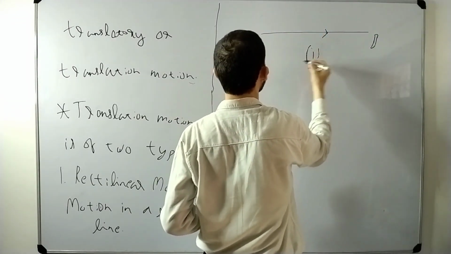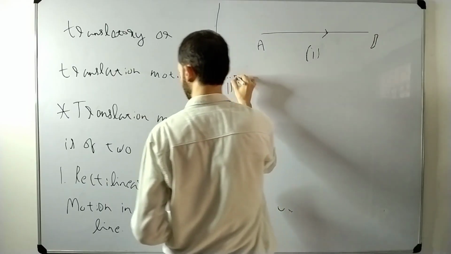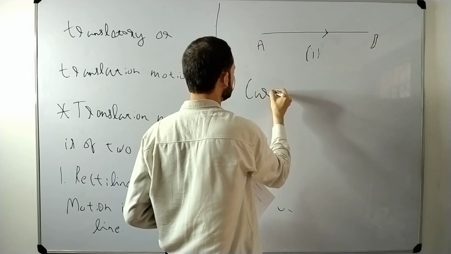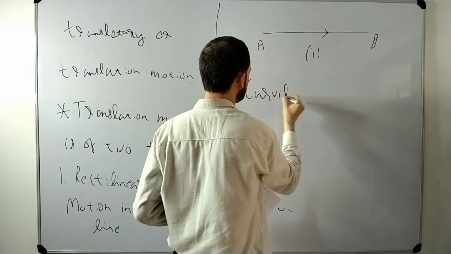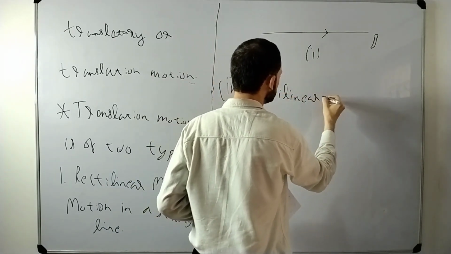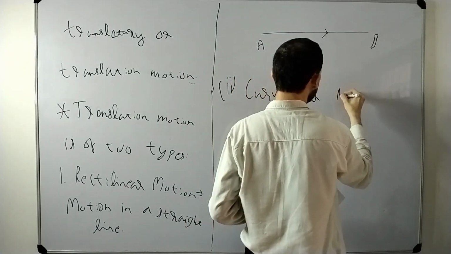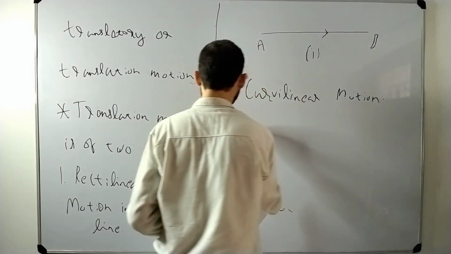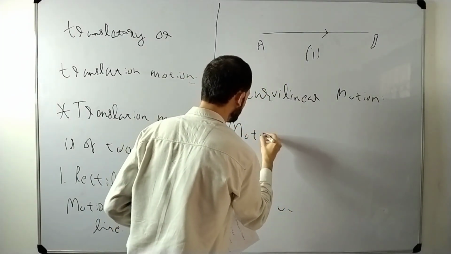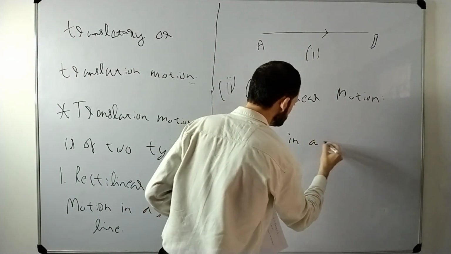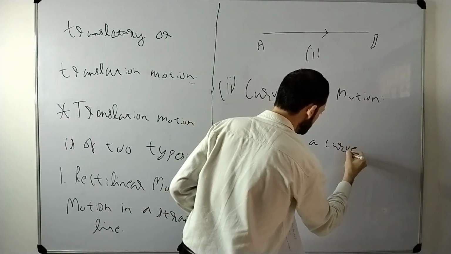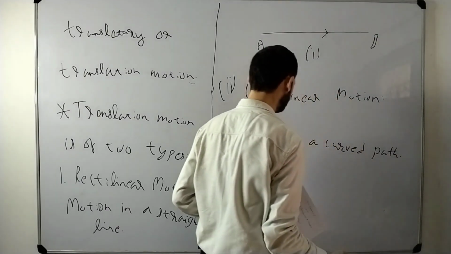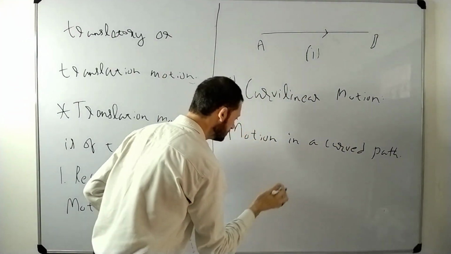First case. Now, motion in a straight line; next, curvilinear motion. What is curvilinear motion? Motion in a curved path is curvilinear motion. So let me give an example.